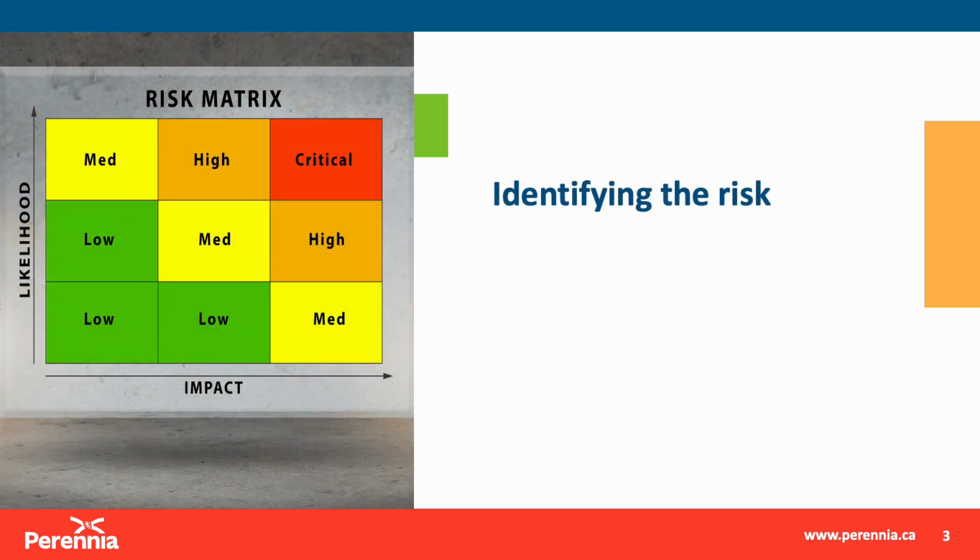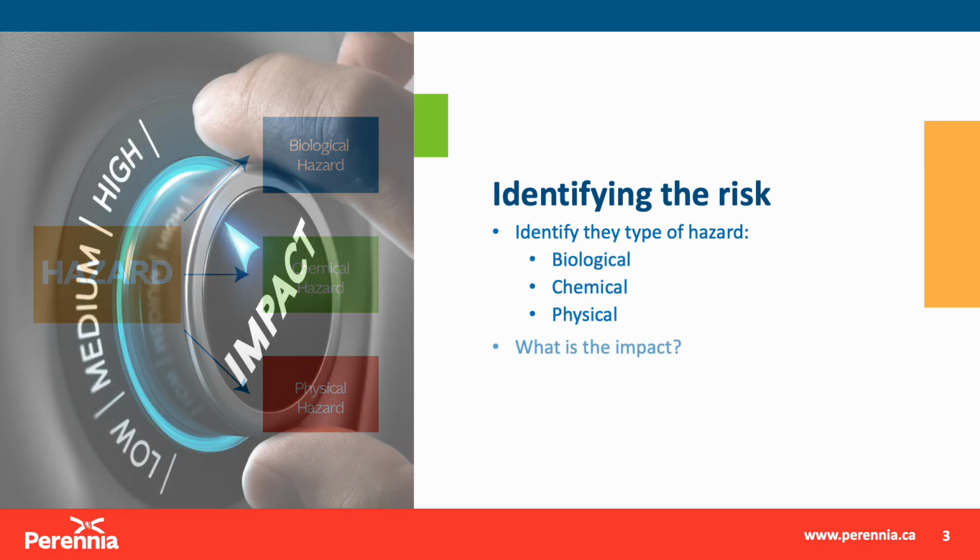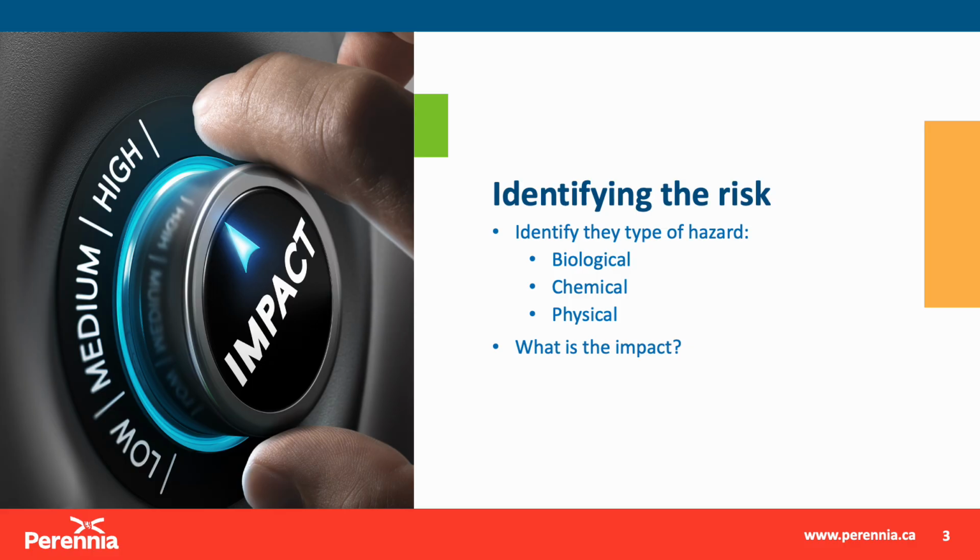The first step is identifying the risk. Identify the type of hazard that could impact food safety or quality for your consumers. Is the risk biological, chemical, or physical in nature? Next, what is the impact of the hazard for your consumers or further processors? How would this affect them?